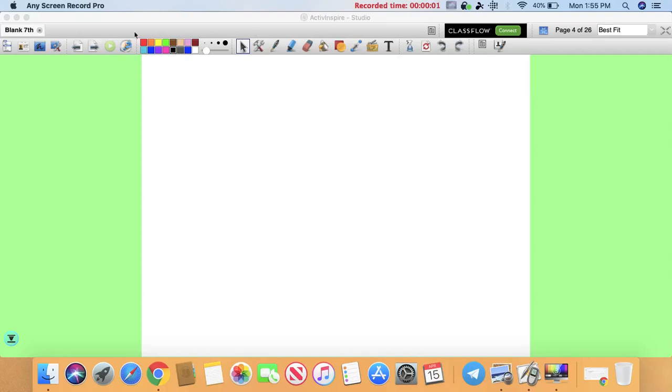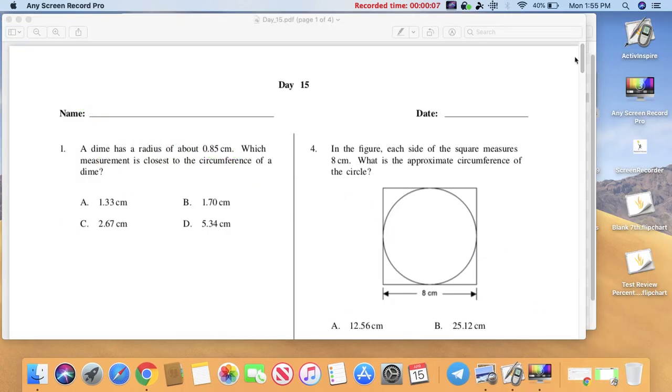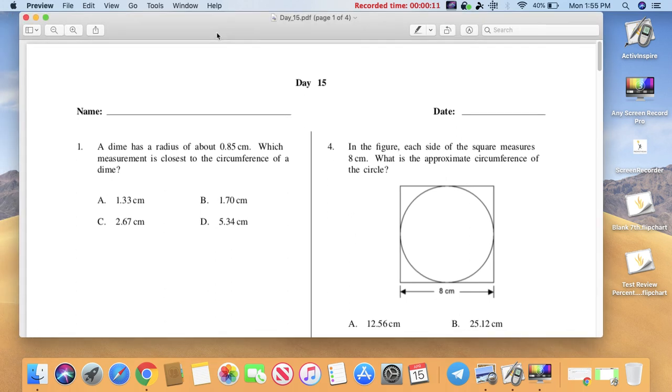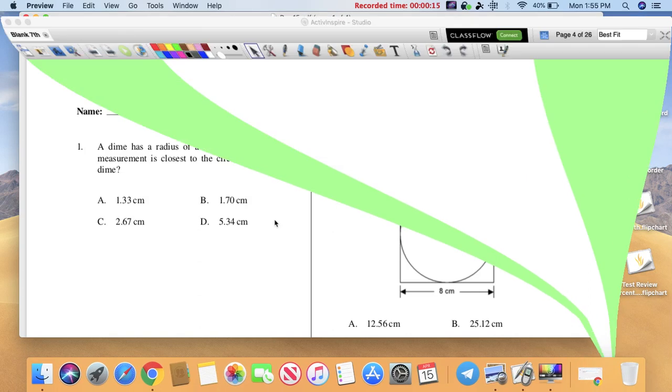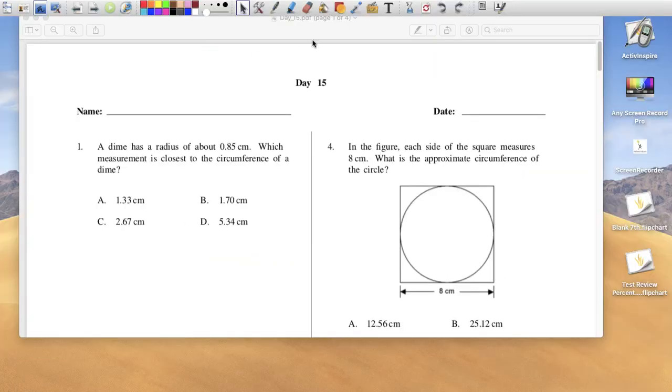Seriously. Storybook. Honestly. Day 15. Here we go. Hopefully I can do this. No. Day 15. Here we go.